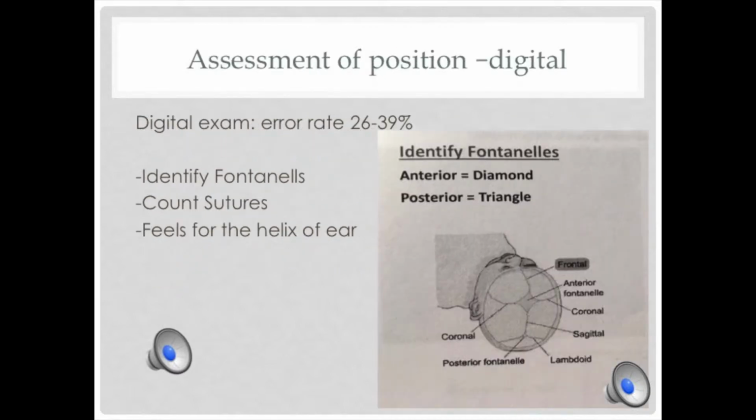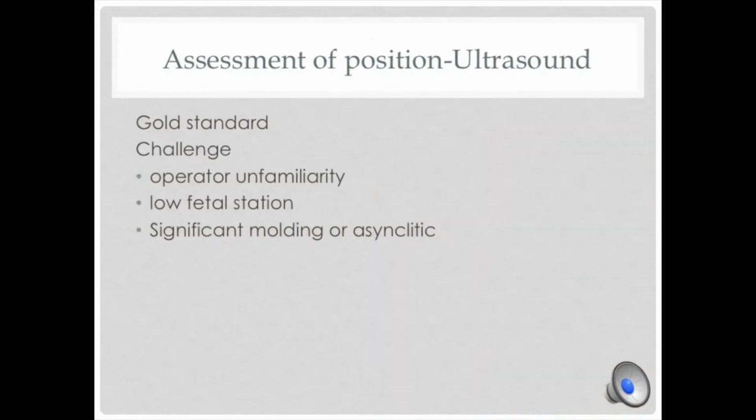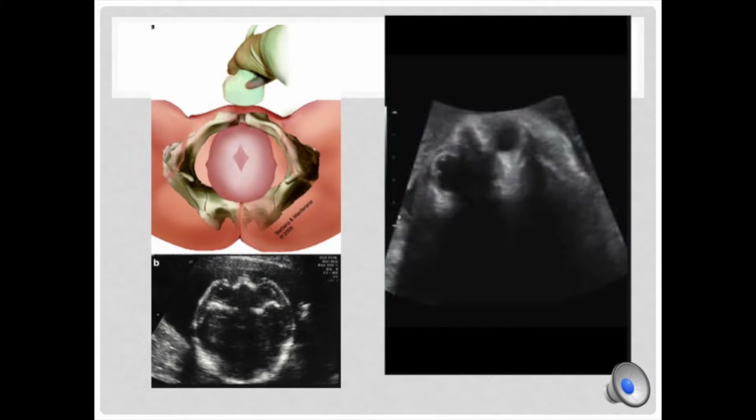When you see those signs, you have to confirm the baby's position. The easiest way is a digital exam by identifying the anterior fontanelle. However, the digital exam error rate is 26 to 39%, which is pretty high. So the gold standard for diagnosis of the posterior position is ultrasound. Although sometimes it is difficult to identify the fetal position by ultrasound because the baby's head is so molded. So this is the image of the OP by ultrasound. The left image is the direct OP, the right image is the LOP.